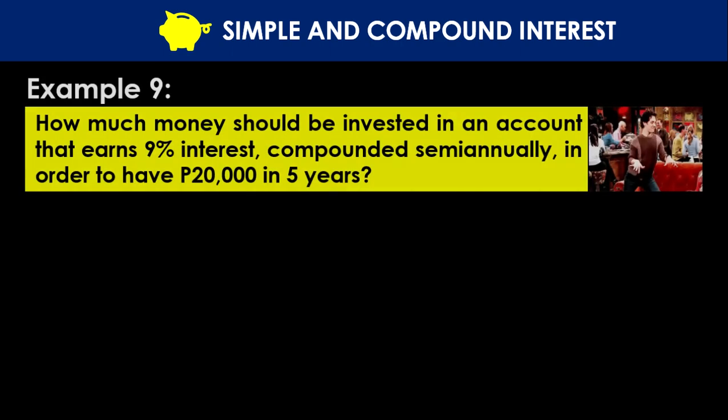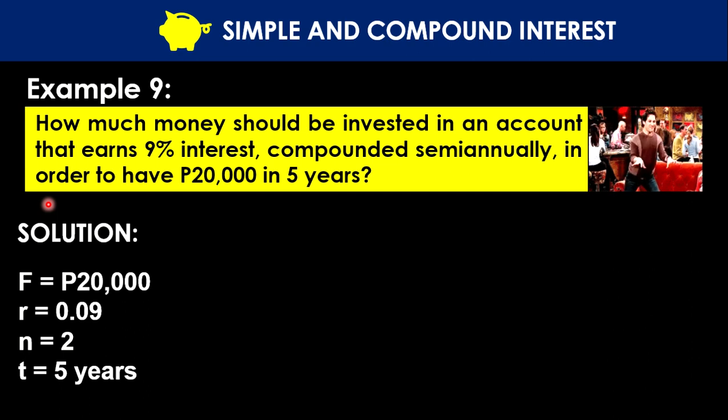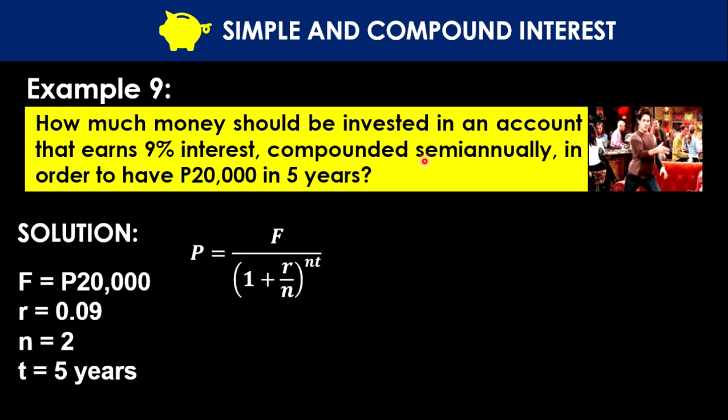Let's have another example. How much money should be invested in an account that earns 9% interest compounded semi-annually in order to have 20,000 pesos in 5 years? So here, we again have the given. Since we need to have the 20,000 pesos, we will calculate for the present value or the principal amount. So that's 20,000 for F, and our rate here is 0.09. And since this is semi-annual, that's 2, and our time here is 5 years.